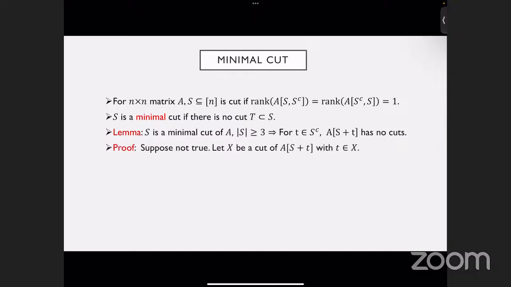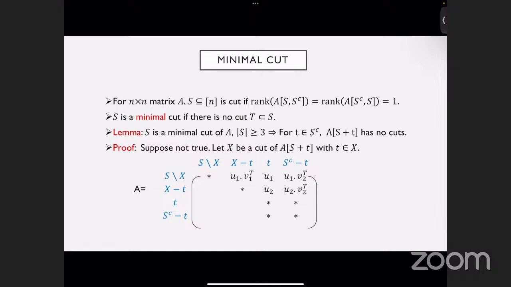We show this by contradiction. Suppose this is not true, and X is a cut of this principal submatrix corresponding to set S plus T. Here the text in blue represents the indices of columns and rows. Now suppose in the column T, the vector corresponding to rows indexed by set S minus X is U1, and similarly the vector corresponding to set X minus T is U2.